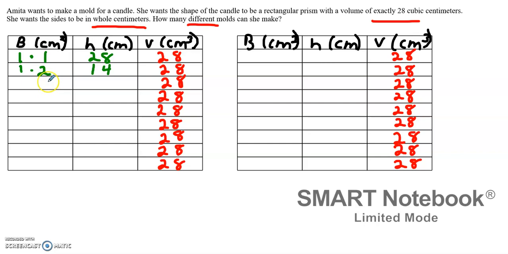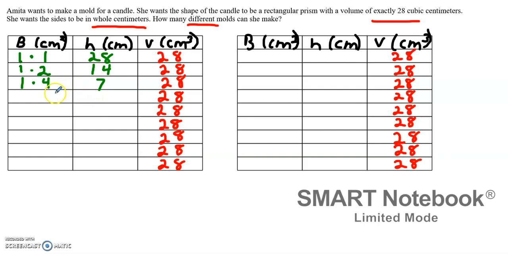Well, 1 times 4 gives me 4, and I know that 4 times 7 gives me 28, so I know I could use that one. So if you notice, all I'm doing is going in order until I can't go anymore. I'm going to keep this 1, and then I keep increasing this one by 1 to see if I can take a number and multiply it by another number to equal 28.